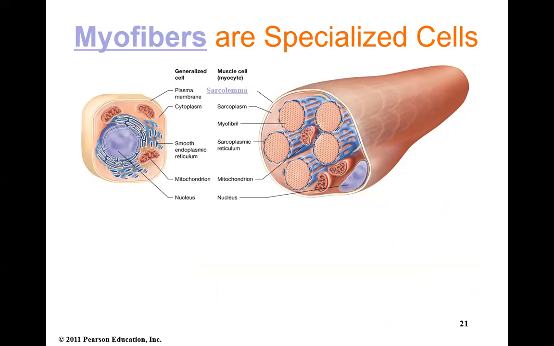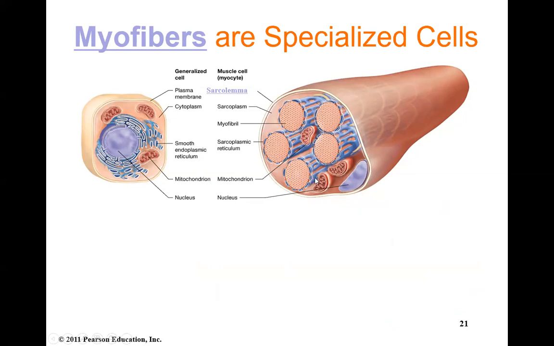Myofibers, right? Also called myocytes, also called muscle cells, whatever. These are cells just like any other, right? So we've been talking about a normal old human cell, right? A nucleus, mitochondria, RER, etc. Same exact stuff is going on in a skeletal muscle cell.